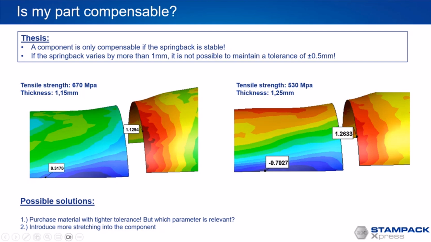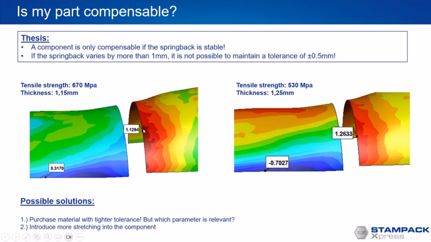And here I have again an example of my stainless steel. I have here tensile strength 670 megapascal, thickness 1.15 millimeter. And then you see here I'm 0.3 away from the nominal. And if I go on the lower range with the tensile strength and on the upper range with the thickness, then I have here minus 0.7. So I have here 1 millimeter deviation. And no matter how I adapt, let's say, the geometries, for example, if I modify the geometry in such a way that I have here 0.0, then in this variation I'm here more than 1 millimeter away.